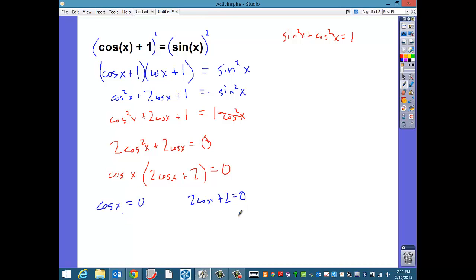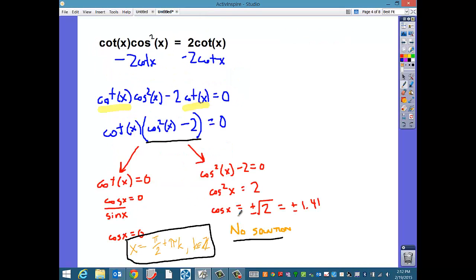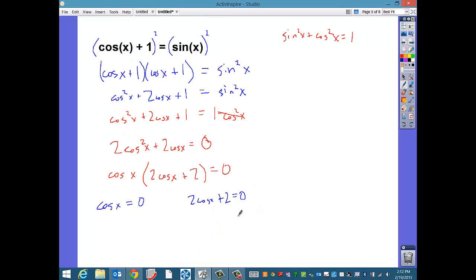Okay, so that means, now we already did this one, right? Cosine is 0 leads to, yeah, we were right here, leads to this. So we know what that's going to be. Okay, so we'll get to that in a minute. This one, if we subtract and divide, we have cosine is -1.